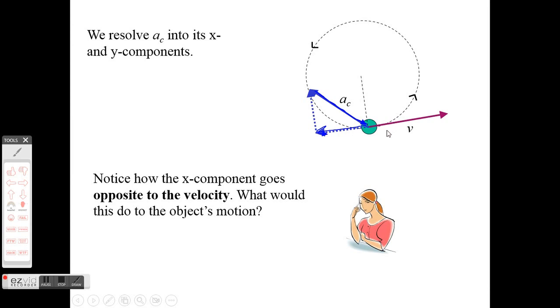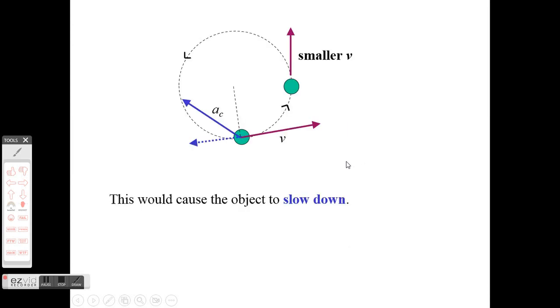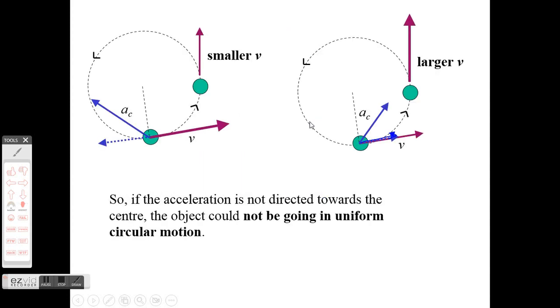Which means it's going to gradually slow down more and more. Or if somehow our velocity is in front, well then our X component is in the same direction as the velocity, and we're going to speed it up. So in this case, we are having circular motion, but it is not going to be uniform circular motion. So we keep it where centripetal acceleration is always directed towards the middle, always at 90 degrees, which means the X component is always 0, which means it does not change the magnitude of the velocity.